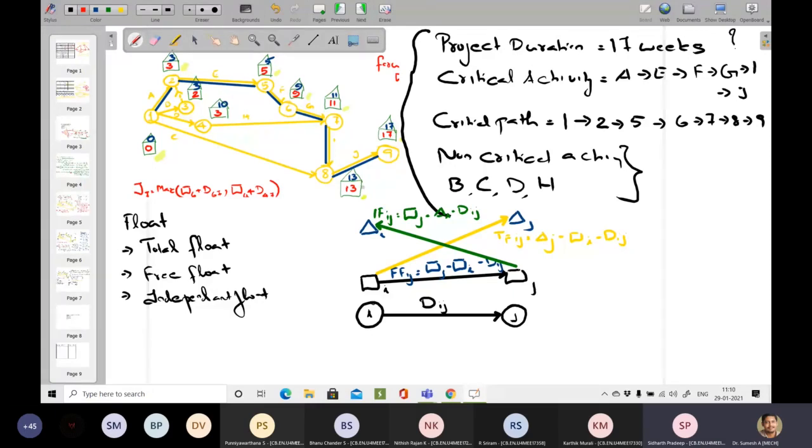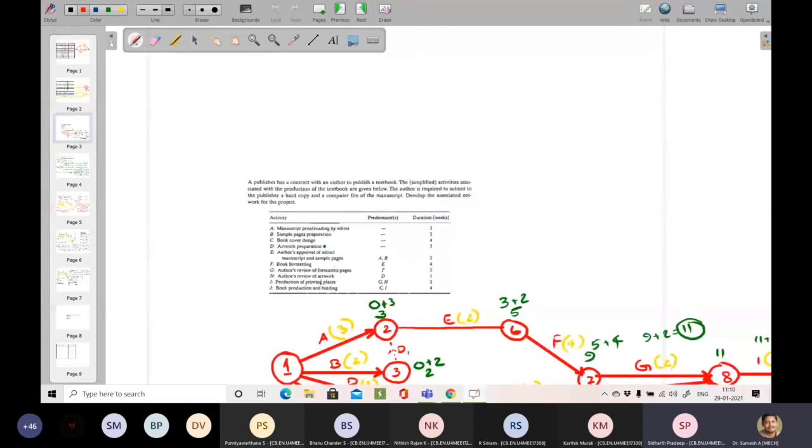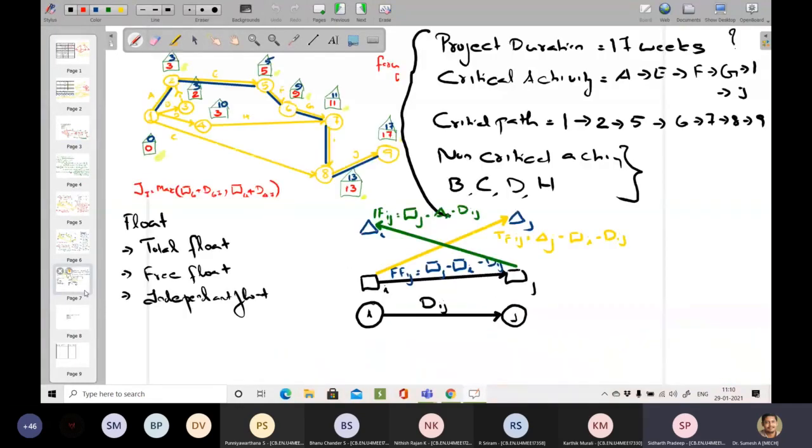So what I told you: if the activity is supposed to be critical, then the float values should be 0. Am I right? Yes, sir. The duration of the J activity is 4. You can see over here. Clear? So that value now automatically becomes 0. So we can assure that by calculating in this manner.